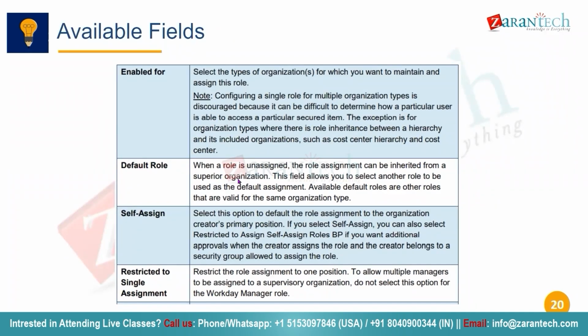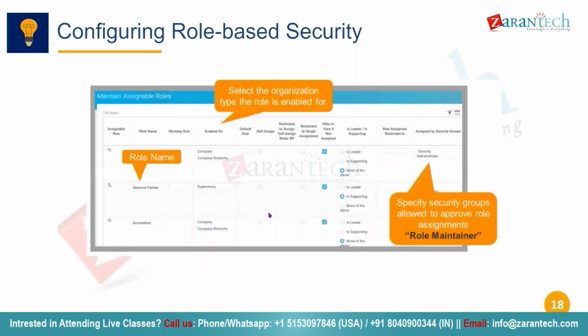And default role. So what is the meaning of a default role? When a role is unassigned, the role assignment can be inherited from a superior organization. This field allows you to select another role to be used as a default assignment. Available default roles are the other roles that are valid in the same organization type. Again, this is an optional field, but if you want to assign any default role by default, you can just mention it over here.